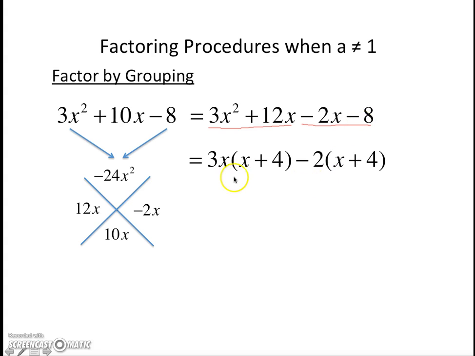And the way I write my final answer is now I'm going to factor out this x plus 4. That turns into my new factor in the front, and then the second factor is the combination of what's left, so 3x minus 2. So factoring by grouping, I got x plus 4 times 3x minus 2.